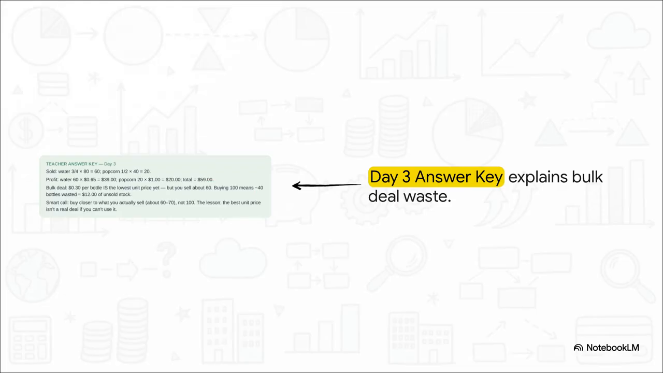Let's break down why this is actually a terrible deal. Yes, 30 cents a bottle is the lowest unit price. However, the students literally just calculated that the real demand is only about 60 bottles per game. Buying 100 means they are absolutely guaranteed to waste about 40 bottles. That translates to $12 of entirely unsold, wasted stock. This perfectly proves the core philosophy of the unit. The lowest unit price is not a real deal if you can't actually use the product. It brilliantly forces students to weigh price against true demand.